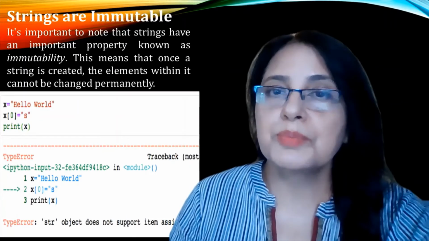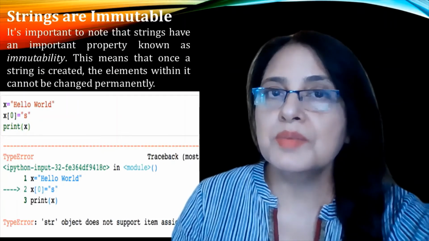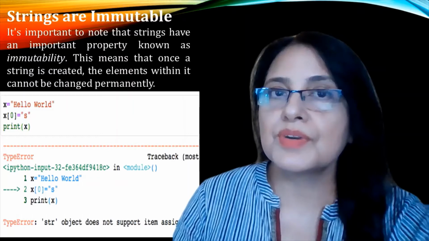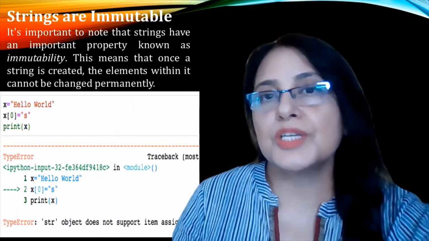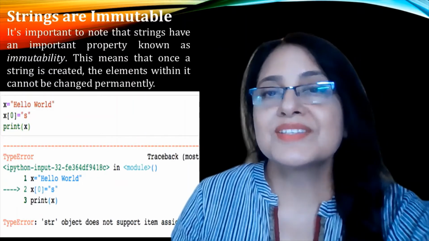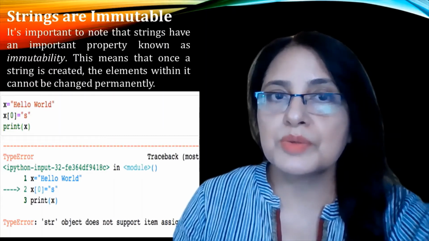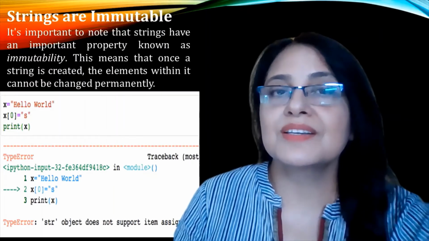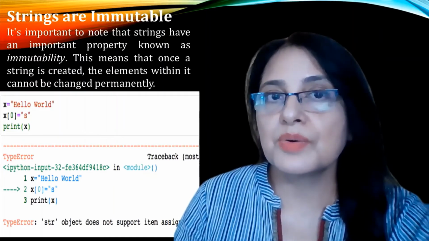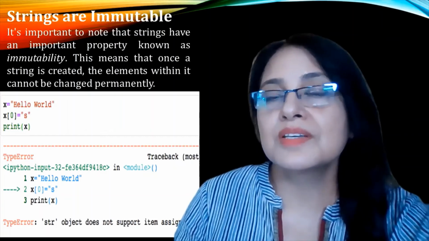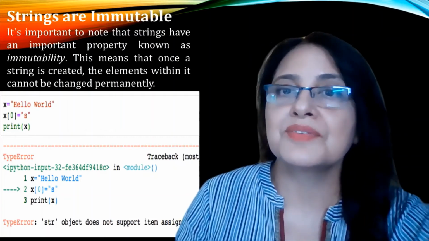An important property of strings is that they are immutable. That means once we've created them, then we cannot change them permanently. For example, we have a string x equal to hello world. If we want to change the character at index 0 to s, it will not give us an output. Instead, it will give us an error.